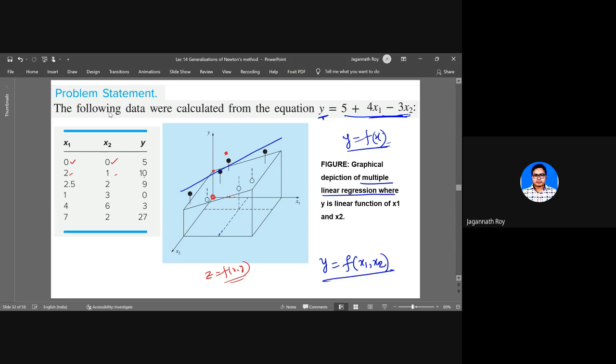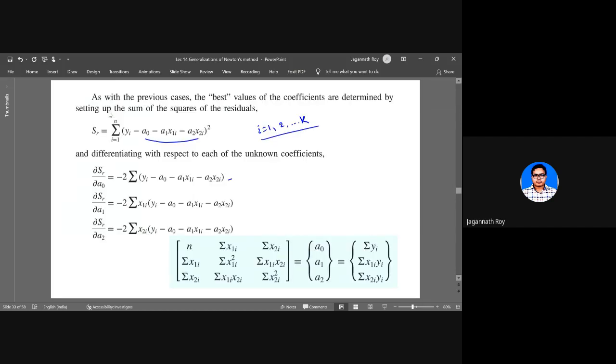So if we have a little complicated function or data set, then the error function will be defined of this form. i indicates the number of points.